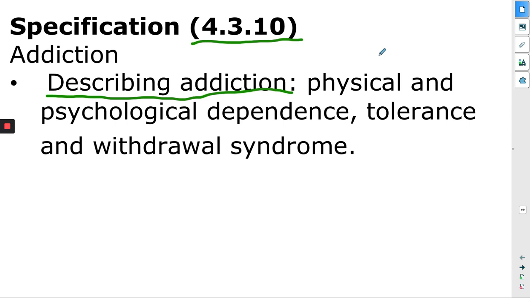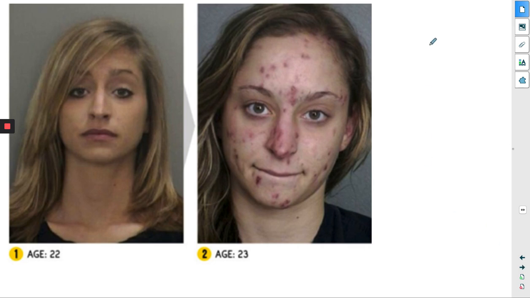Now, of course, in terms of the specification, I know this, but you may not know, that this is quite a new part of the addiction course. They are trying to get us to use the correct language of addiction. So let's look at some of that language. And before we get there, I have a couple of pictures to show you.